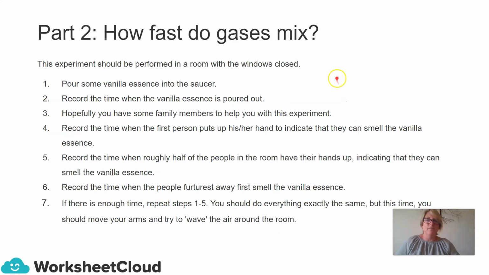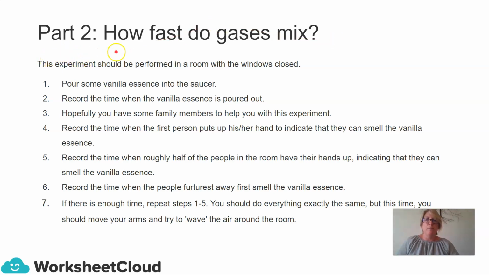The second part of the experiment is how fast do gases mix? Now, this is the part where it would be really, really helpful to have your family members around you or anyone who is in the house with you. It would be great to have them help you.